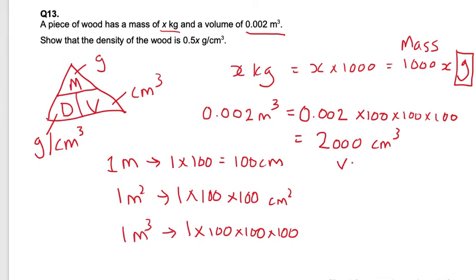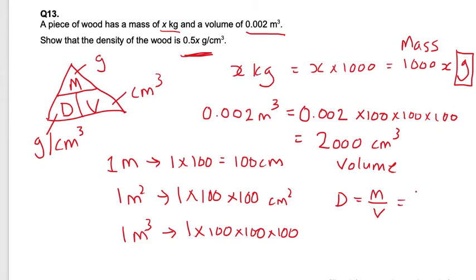This is our volume. And we have to show that this is the density. We don't get to this density straight away. We have to show this density, so we don't use this in our calculation. We're hoping that this is going to pop out the end of our calculation. So we're trying to find density. Density equals mass divided by volume.